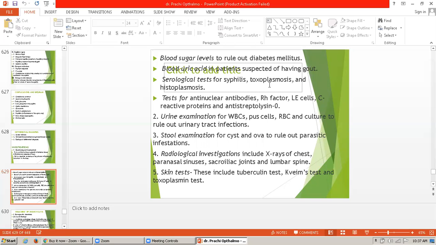Serological tests for syphilis, toxoplasmosis and histoplasmosis are needed. Tests for antinuclear antibody, that is RA factor, LE cell, C-reactive protein and anti-streptolysin O. These are the tests for the antinuclear antibodies. Then second is urine examination for WBCs, pus cells, RBCs and culture to rule out urinary tract infection. So urine examination is also needed for the diagnosis of uveitis.